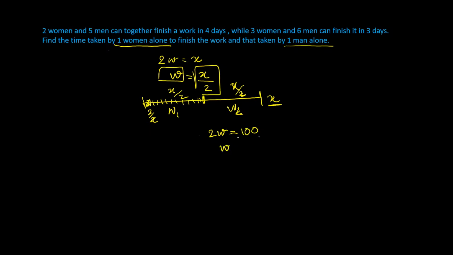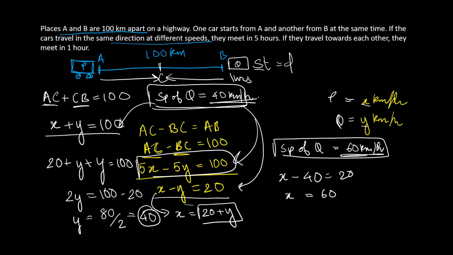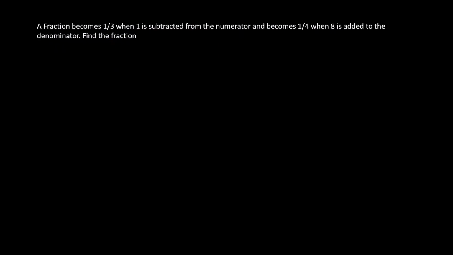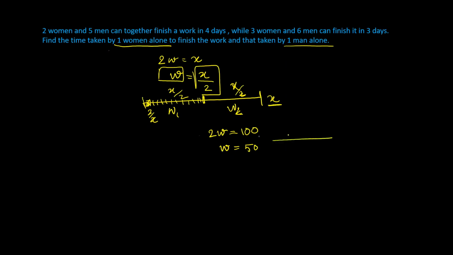Now each woman is going to be doing 50%, or 50 days, of the work. What I got here is, if I have 100 here, and this is W1, this is the work done by W2, I get 100 by 2 on this side and 100 by 2 on this side. So that is basically 50. That is what we got here.